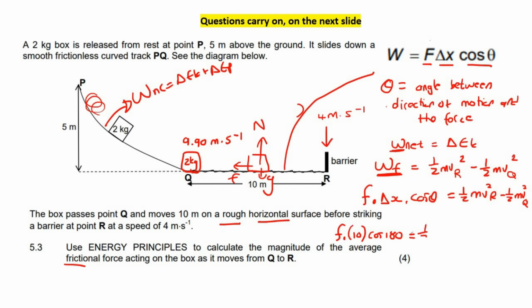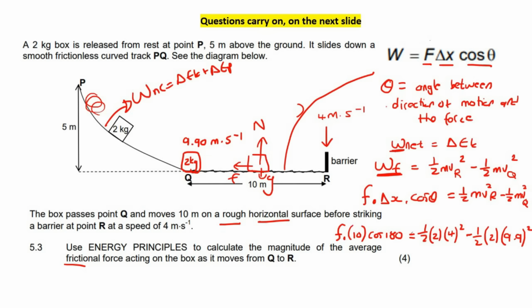Okay, now we're going to go half. Now what was the mass? 2 kilograms. What's the final velocity? It's not 0, it's 4. Remember? 4. Minus a half times the mass. Now what was the original velocity at point Q? It was 9.9. 9.9, and there we go.